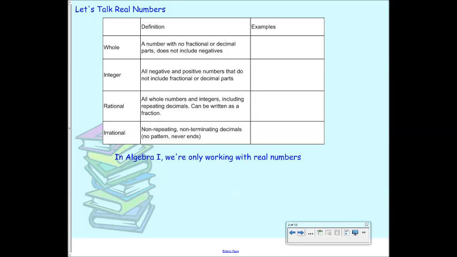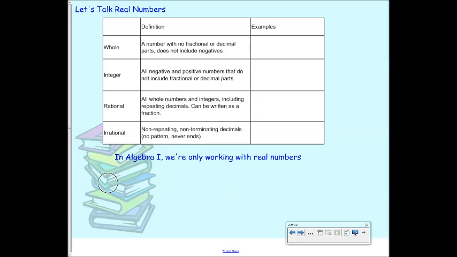If somebody's being the opposite of real, what are they being? Fake. Okay, so fake. So we would call them imaginary. The opposite of real numbers are imaginary numbers. We're not going to deal with imaginary numbers in Algebra 1, but if you ever see something like the square root of negative 8, that's an imaginary number. Luckily, you don't need to worry about it in Algebra 1. We're just going to deal with real numbers.